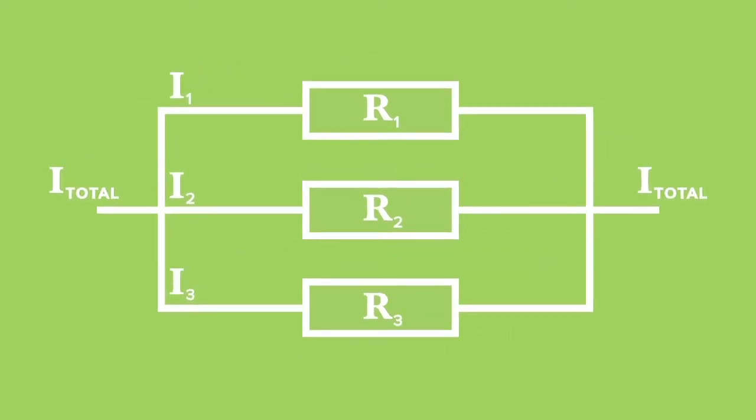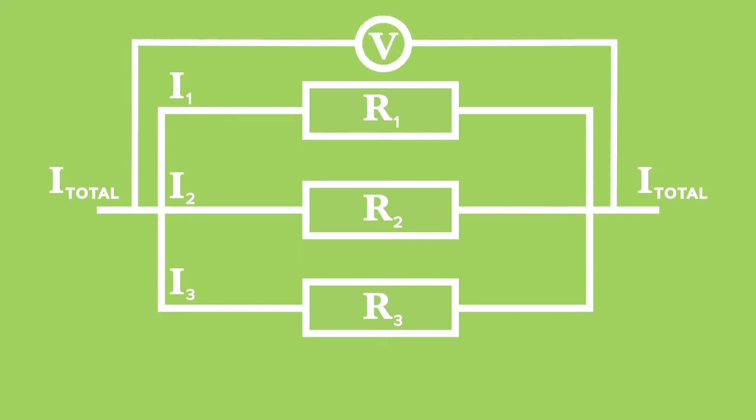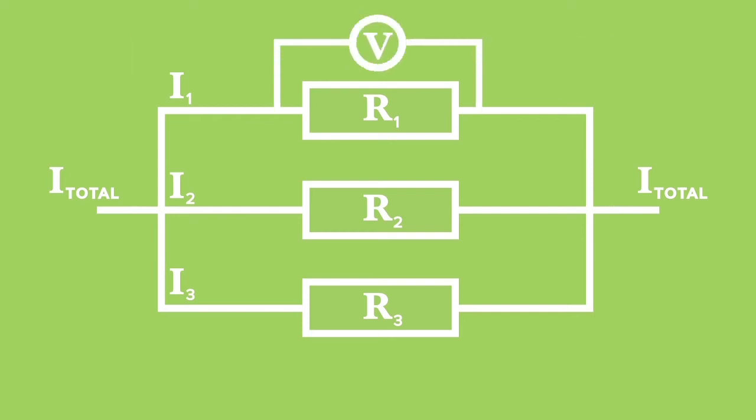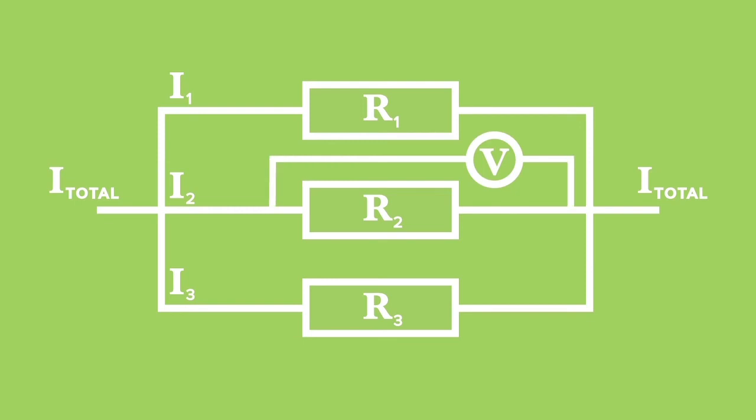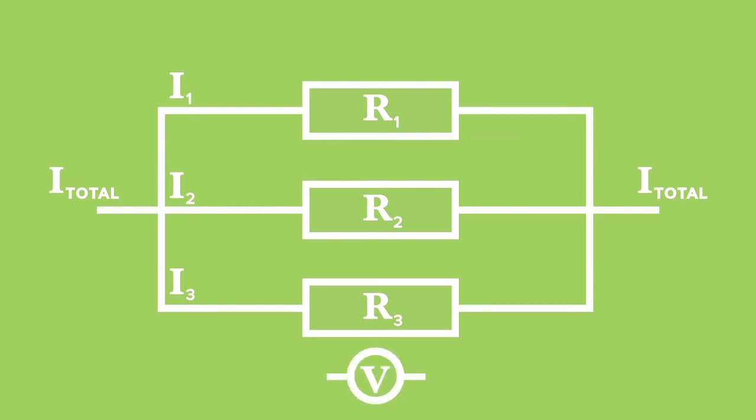The potential difference in parallel is the same. If a voltmeter was placed across the parallel circuit, it will equal the voltmeter reading across R1, which will equal the voltmeter reading across R2, and will equal the voltmeter reading across R3.